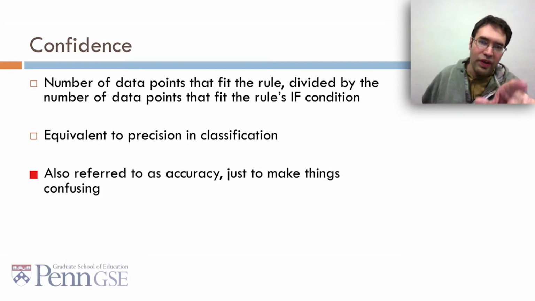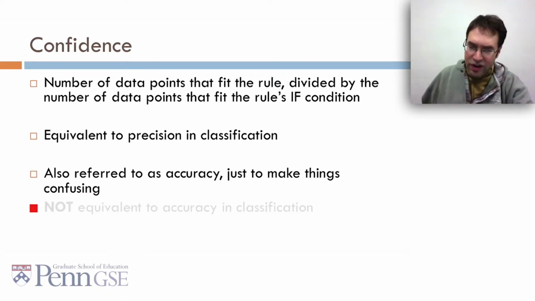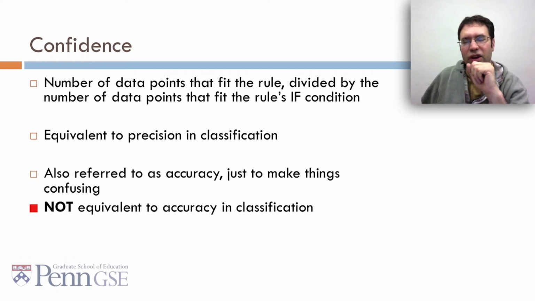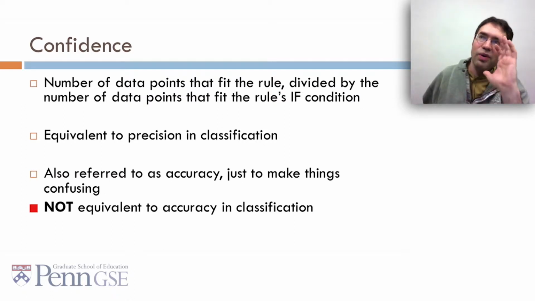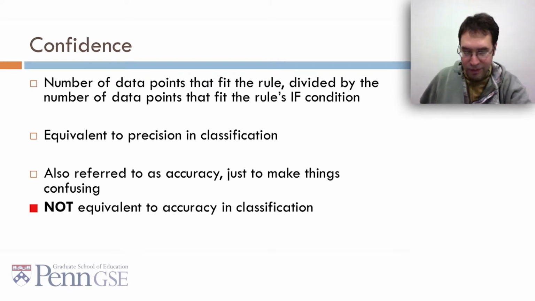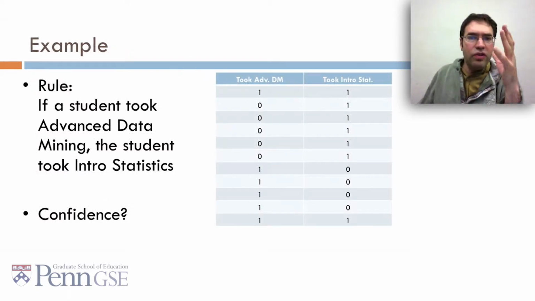It's also referred to as accuracy by some association rule miners, just to make things really confusing, because it's not at all the same as accuracy in classification. I call it confidence, most people call it confidence, just because they don't want to clash heads with the classifying people. So let's look at an example.